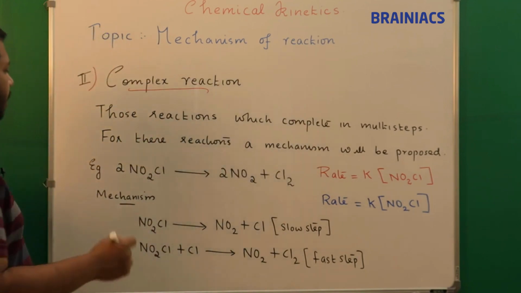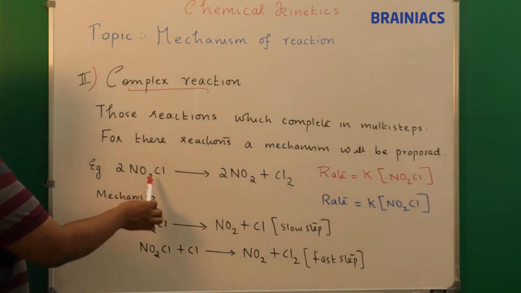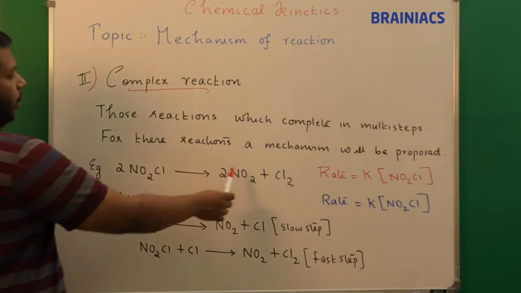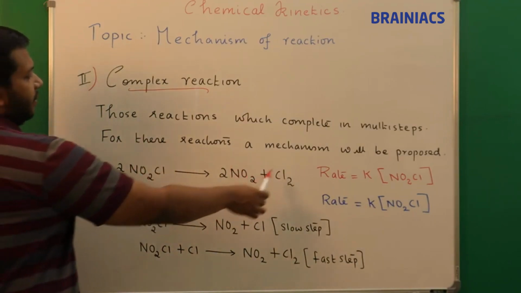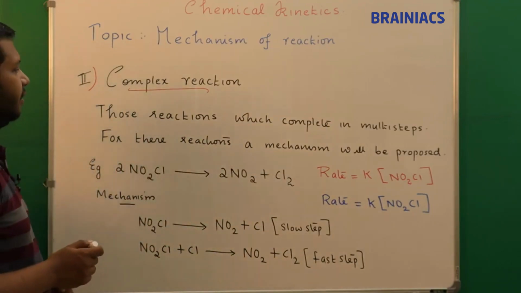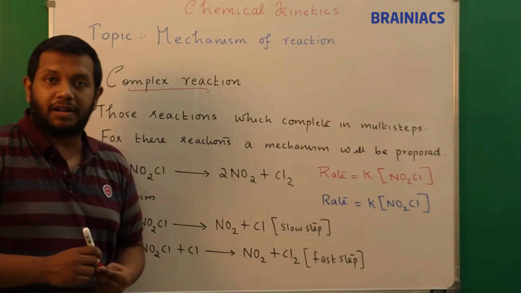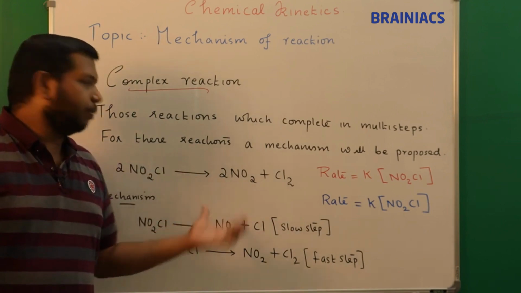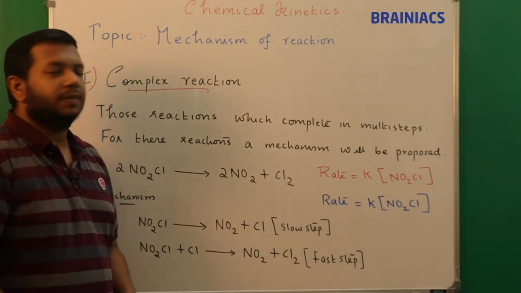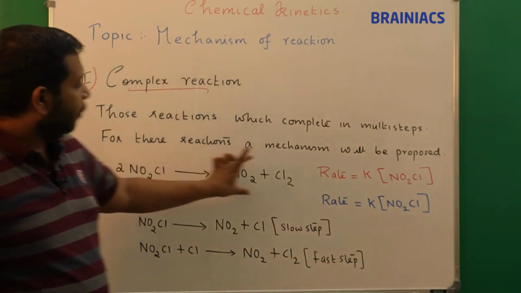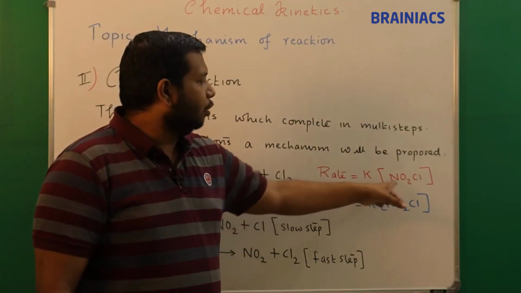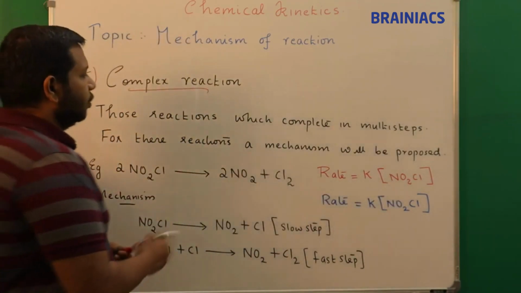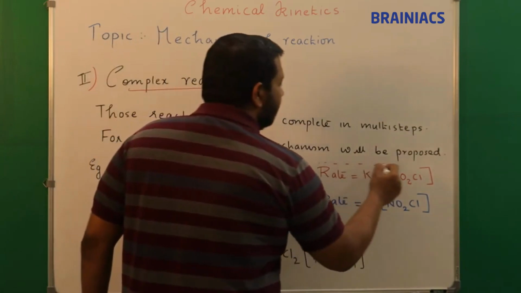For example, suppose the reaction is 2NO2Cl giving you 2NO2 plus Cl2. This is the reaction. And we know that this is not an elementary reaction, it is a complex reaction. So we need to propose a mechanism for how this will happen. And they have experimentally found that the rate is equal to K into [NO2Cl]. So this is the experimentally determined expression.